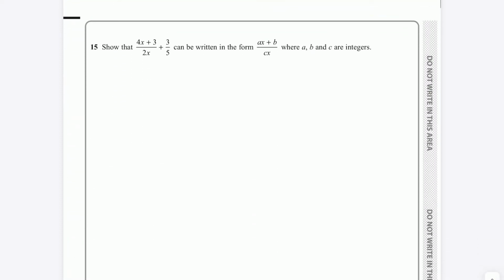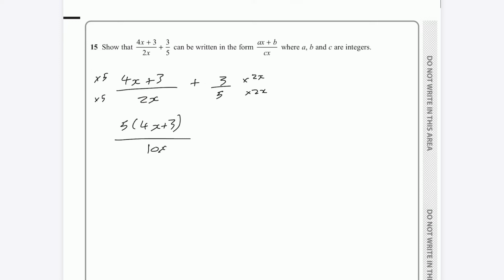Question 18. So they want us to write it in that form there. So essentially with fractions, you want to make the denominators the same. So essentially we have 4x plus 3 over 2x plus 3 over 5. So I'm going to times the top and bottom by 5 here. And I'm going to times the top and bottom by 2x here. And that gives me 5 bracket 4x plus 3 all over 10x, plus 3 times 2 is 6, so we have the 6x, and then at the bottom 10x here.